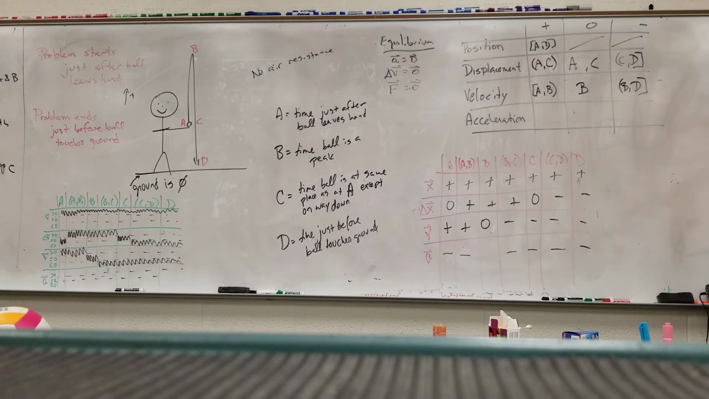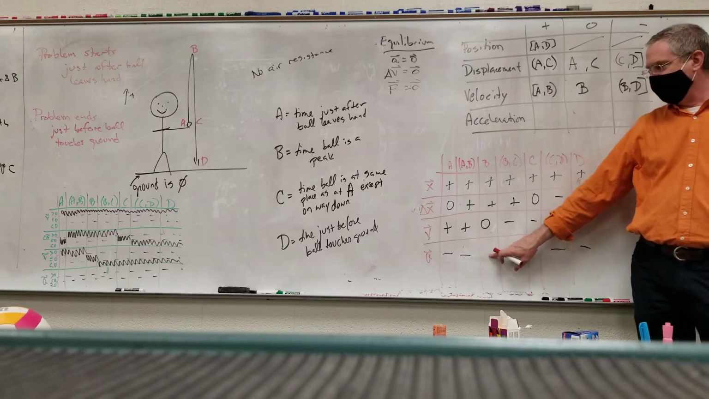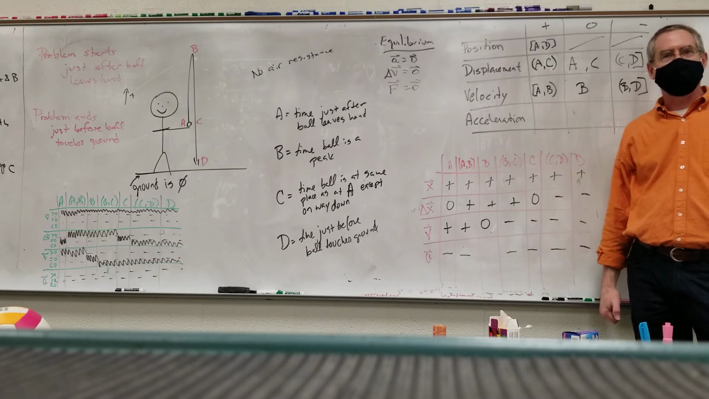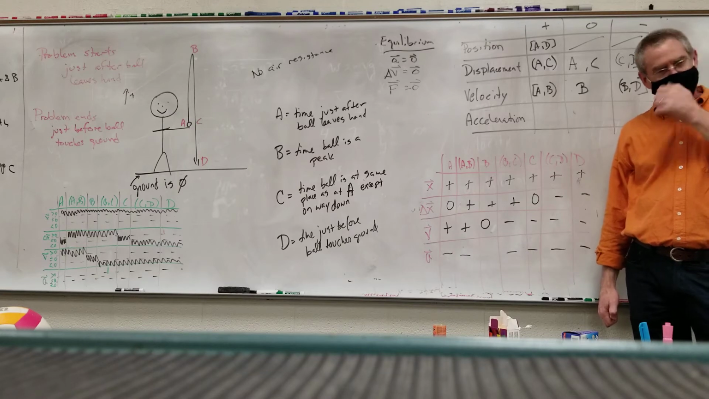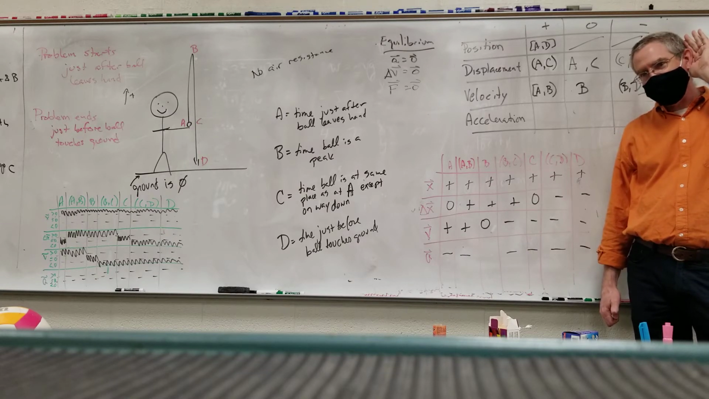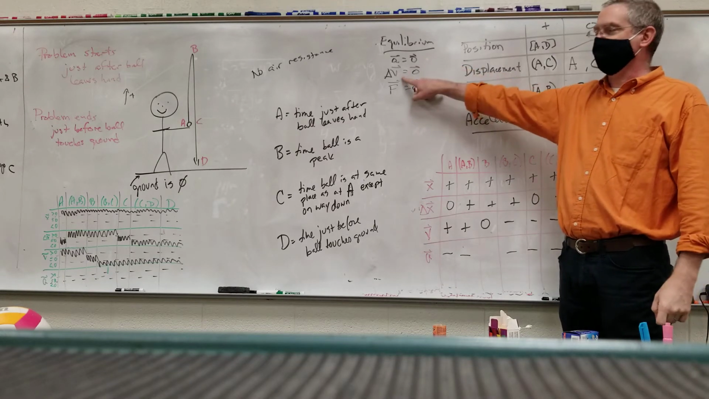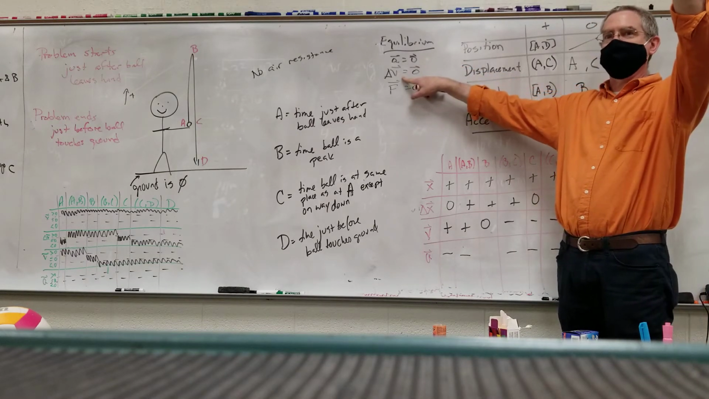So, acceleration at B is what? Zero. Nope, not zero. Because if acceleration is zero, that means velocity doesn't change. That's the whole hovering thing.